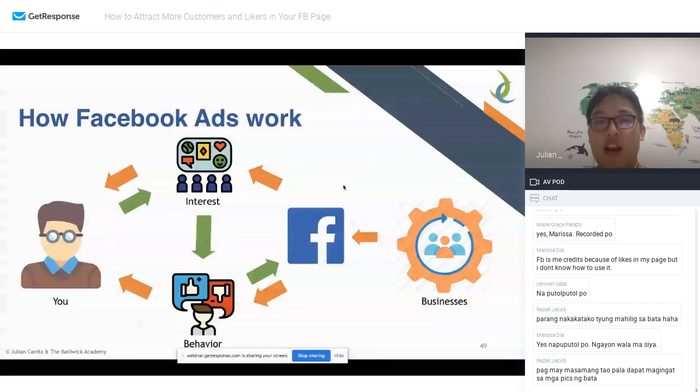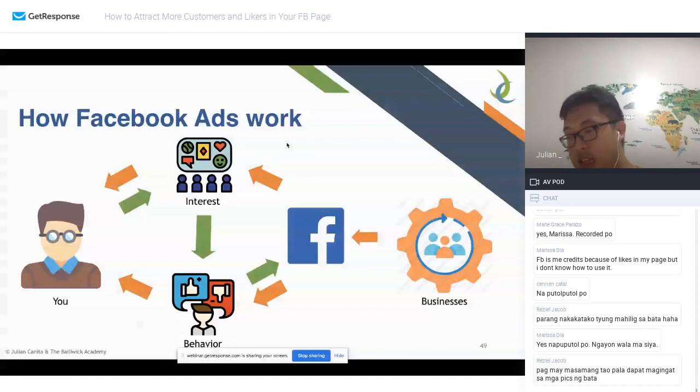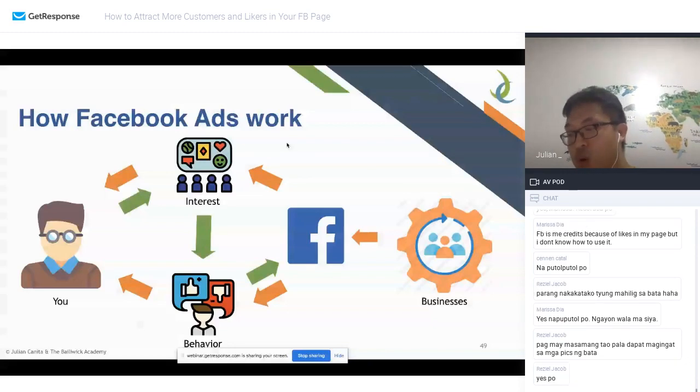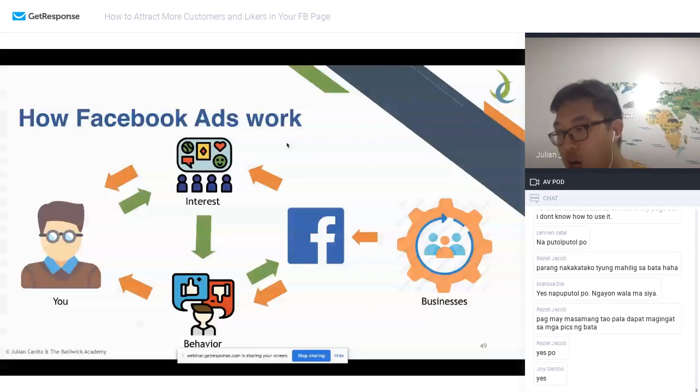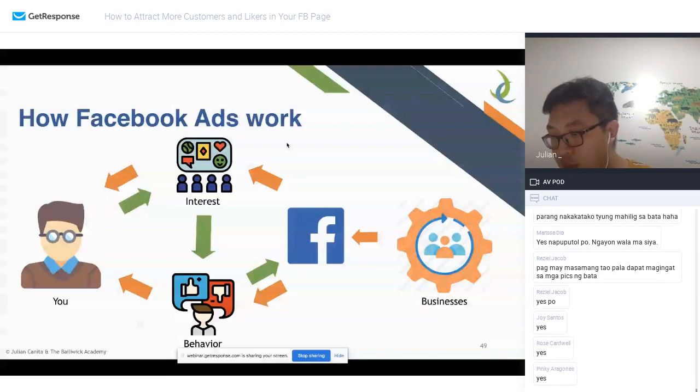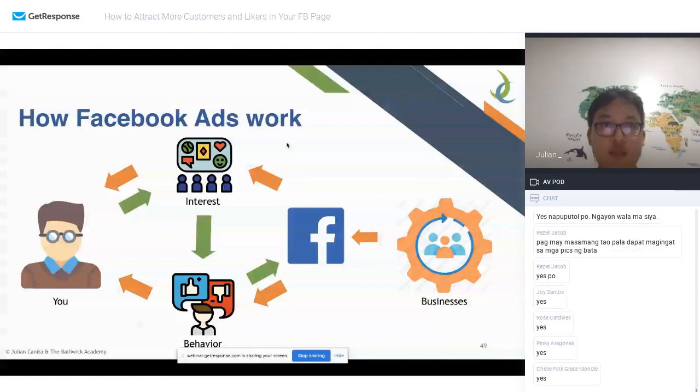Is this particular concept clear, or the idea of targeting, is that clear? Please let me know in the chat. I know for some it's been cutting in and out, but hopefully that gets better. Sige, clear. Thank you. Okay.